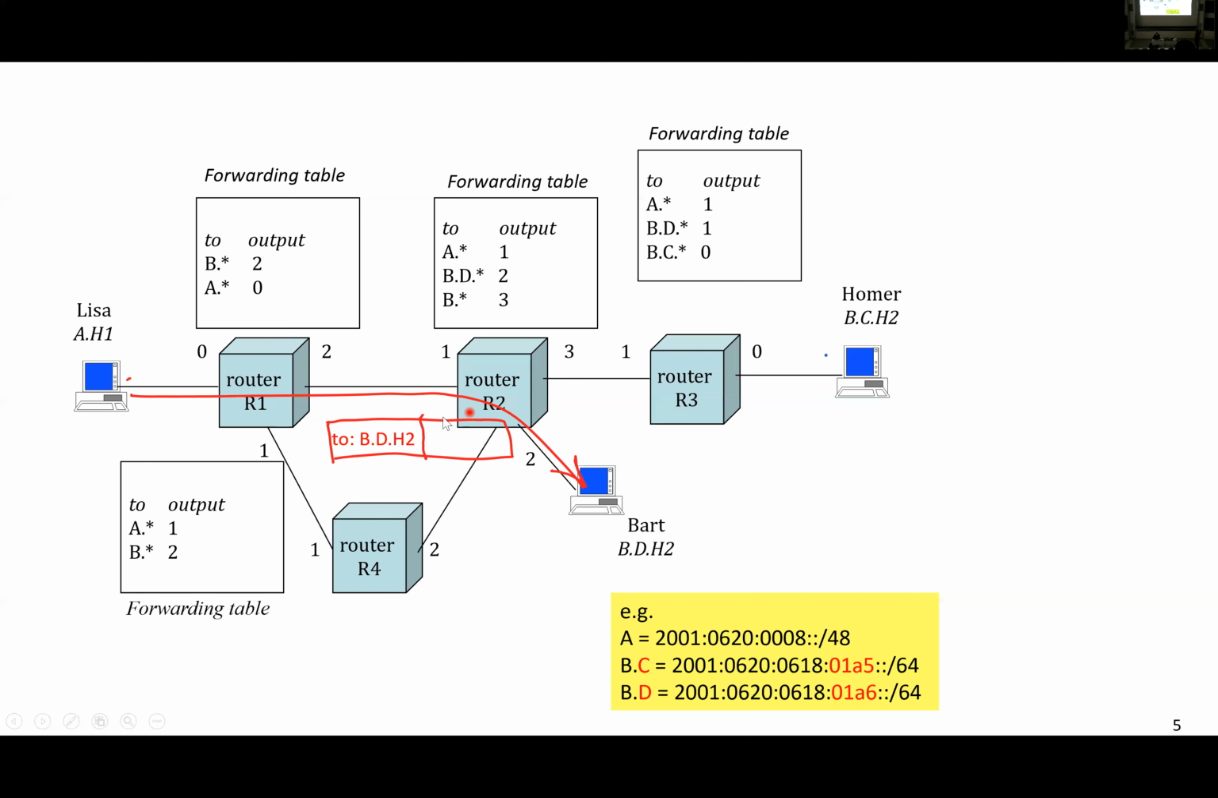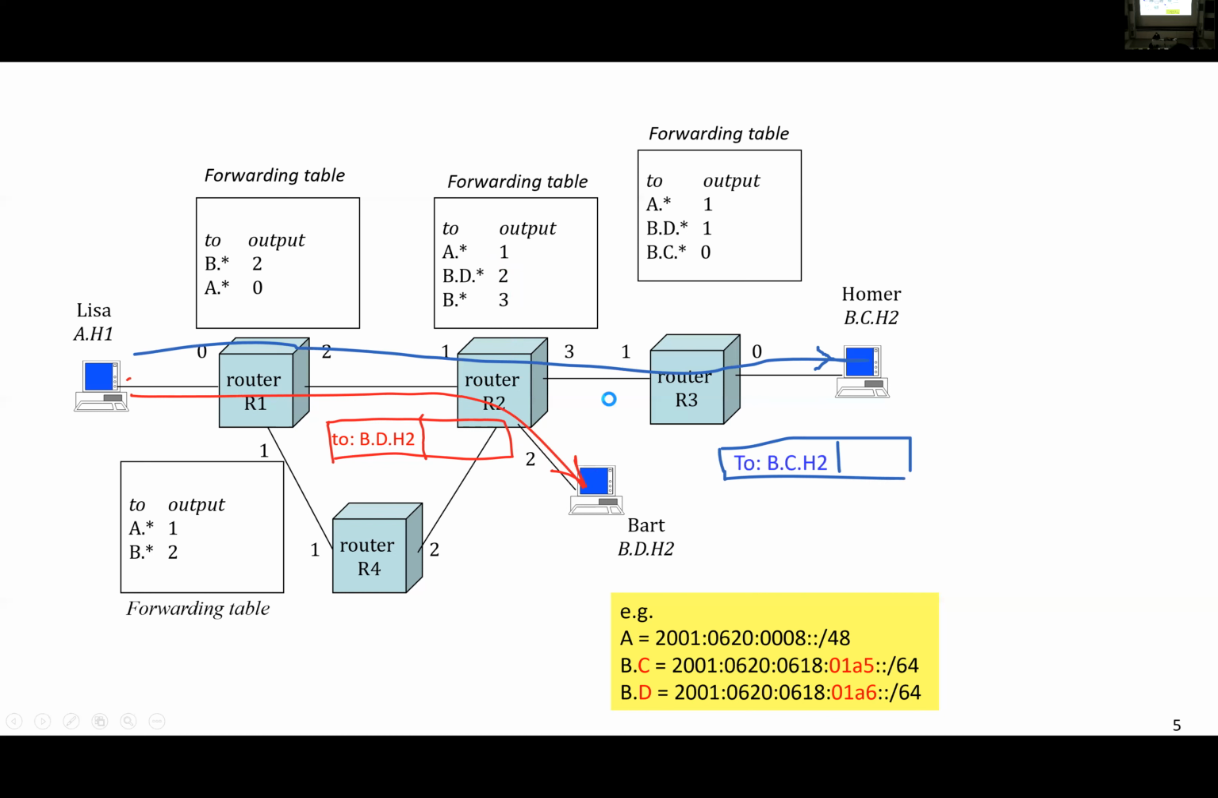So when R2 receives this packet, it goes into its routing table. The first line doesn't match. There are 2 lines that match, line 2 and line 3 here. Line 3 says B/48, and line 2 says B.D, which is this one, /64 here. So here there's a match of 64 bits. Here there is a match of 48 bits. And the IP principle says you take the longest match. So the longest match is this one, and we'll send the packet to number 2.